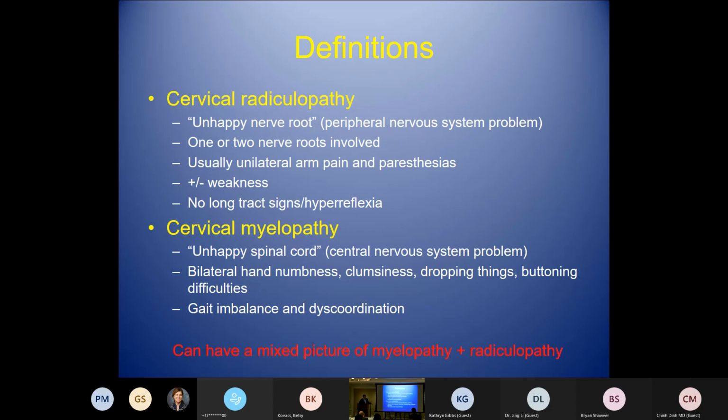And it is very often that we actually see a mixed picture of myelopathy and radiculopathy, right? So somebody can have pressure on the spinal cord and on a nerve root, right? And they can have a mixed picture. And so that's really where doing a detailed history, doing a detailed examination, and then having a very detailed look at the MRI is going to then guide what we're going to do.